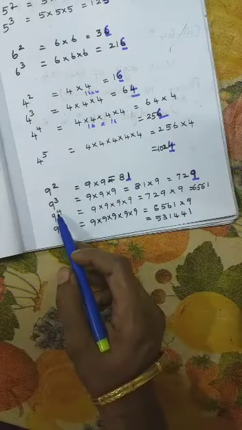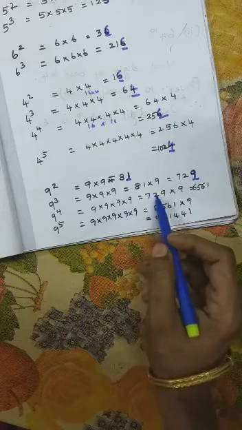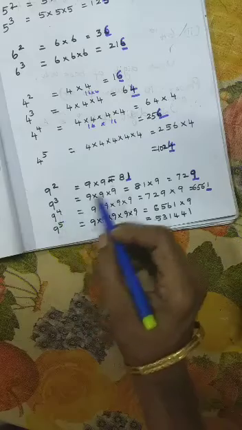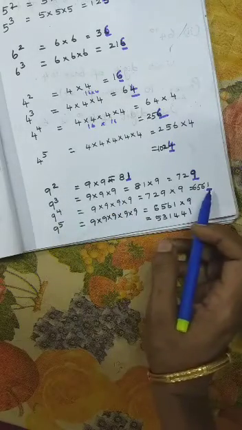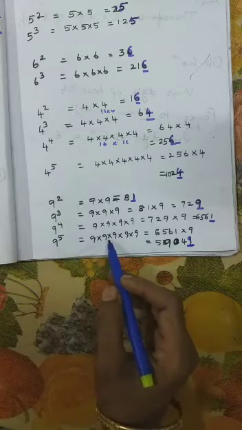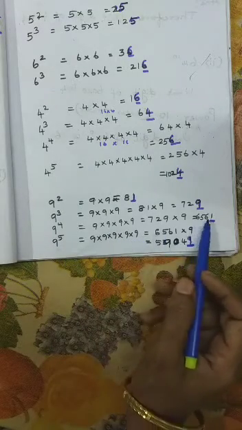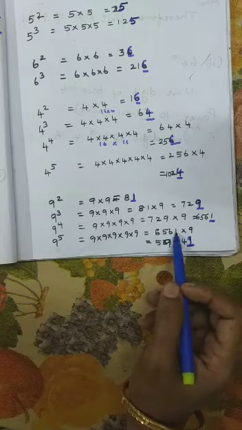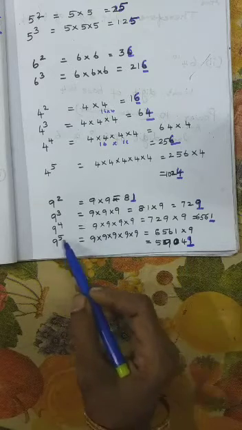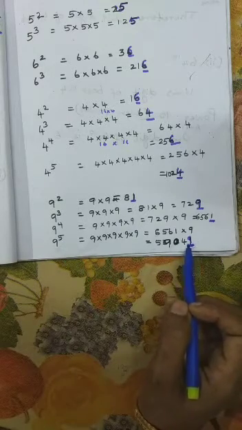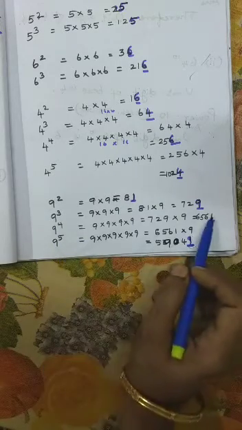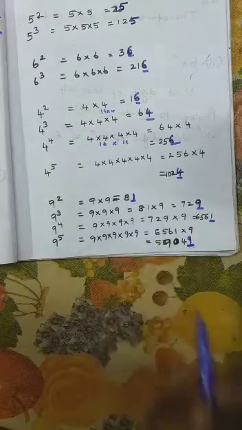So, see 9 power 4, 729 into 9. 9 nines are 81. Again, it is even power. We have the units place as 1. Power 5. So, 9 into 9 into 9 into 9 into 9. So, 6561 into 9. 9 ones are 9. So, the units place is 9. So, odd powers have the units place 9. Then even powers have the units place 1. Okay.